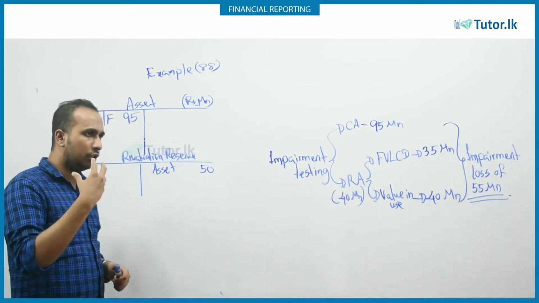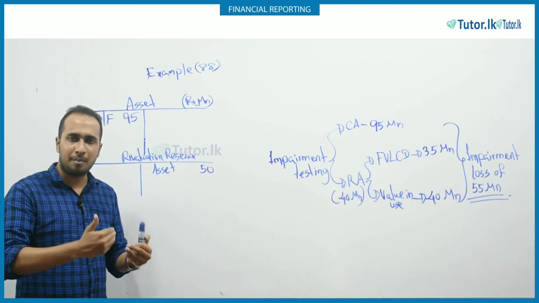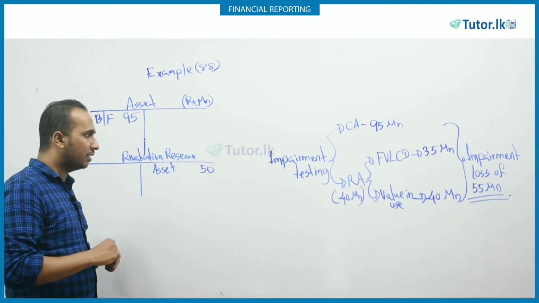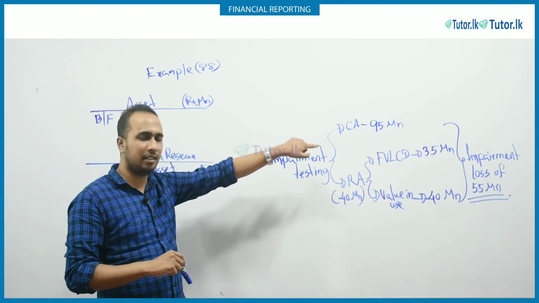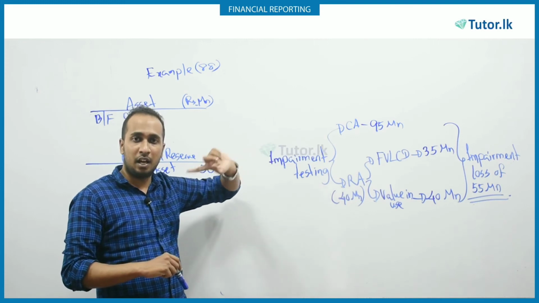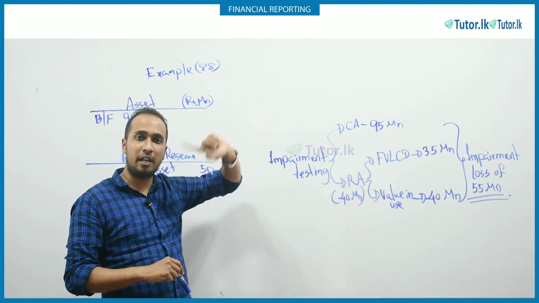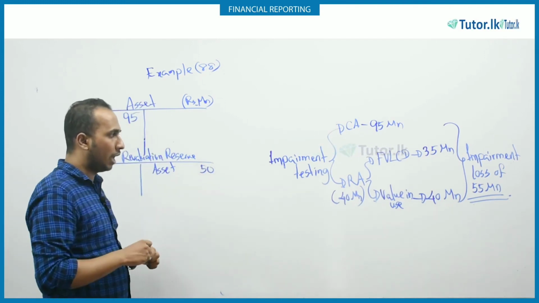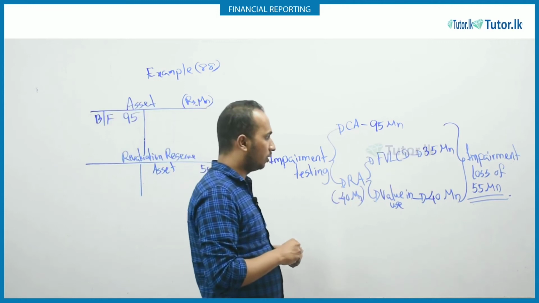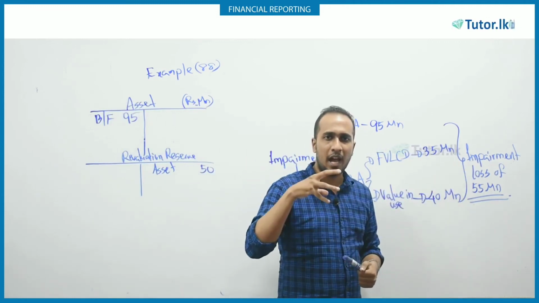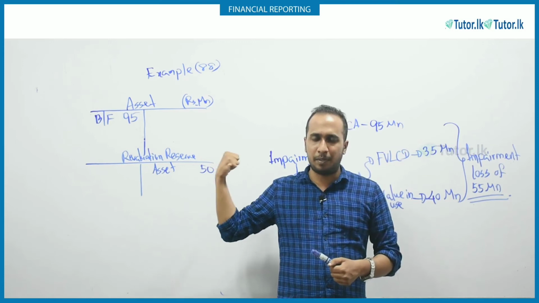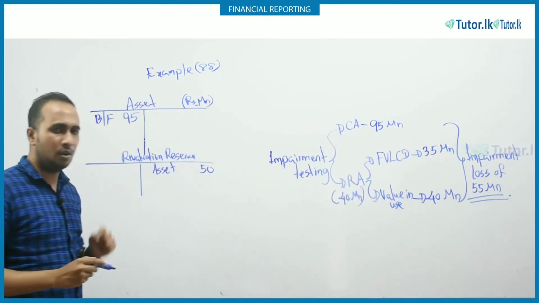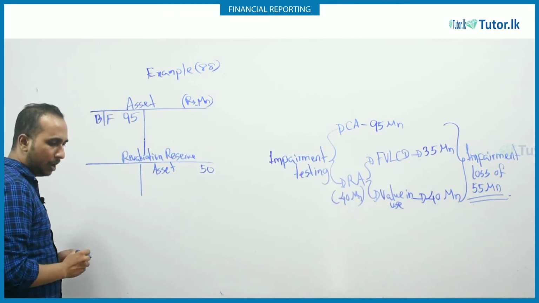I taught you the double entry as impairment loss account debit, provision for impairment loss account credit. But in this scenario, in respect of this impaired asset, there is a revaluation gain. Earlier we revalued this asset and there is a revaluation gain of 50. Therefore, to absorb this impairment loss, we have a reserve of 50 million. First I am utilizing this 50 million reserve, and then only I am recognizing the impairment loss.